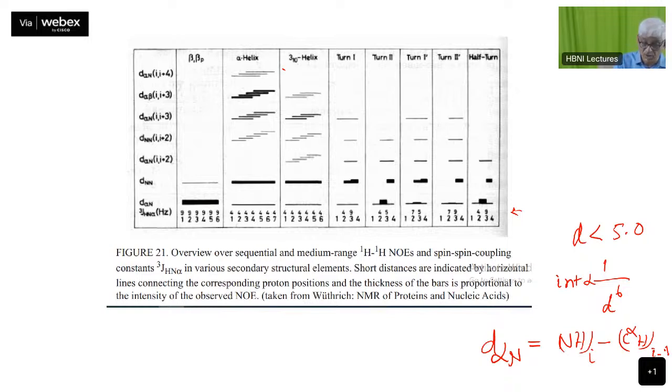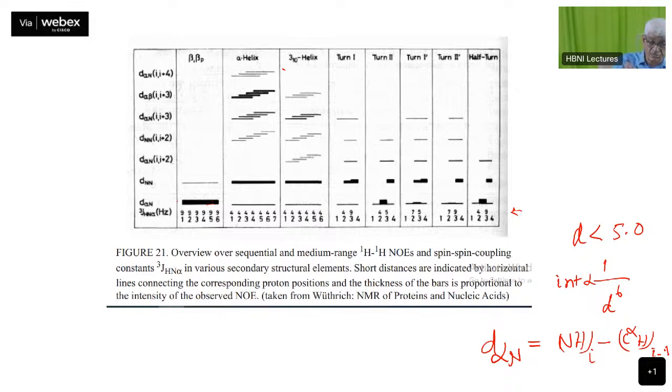Sequential peaks. Overview of sequential and medium range NOEs. Okay, sequential and medium range. He is not talking about the self peaks, NH to its own alpha. He is talking about the sequential ones, one residue to the next residue. That's why I said when I say d alpha n, it is NH of I to C alpha H of I minus 1. And you see, this is a very strong peak for both the beta sheets.